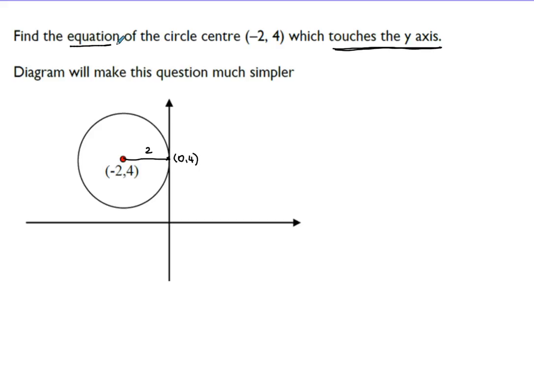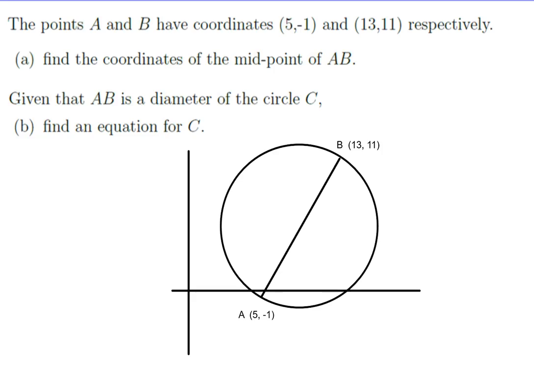So if we have to find the equation, we've got all the information we need, so we change the signs. So we've got x plus 2 all squared plus y minus 4 all squared equals, and then you know it's r squared, so it's 2 squared, which is 4. Okay, that was easy, wasn't it? Now you feel clever. Let's go make you cleverer.